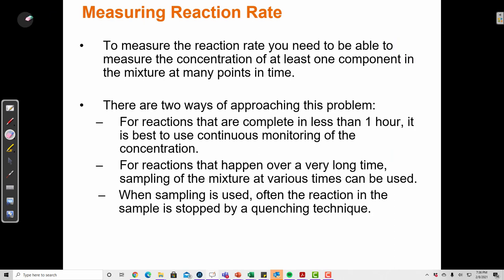So to measure the reaction rate, you need to be able to measure the concentration of at least one component in the mixture at many points in time. So there are at least two ways of doing this, but any way that we can use to track the change in products or reactants is a way that we can use to measure the rate of a reaction.